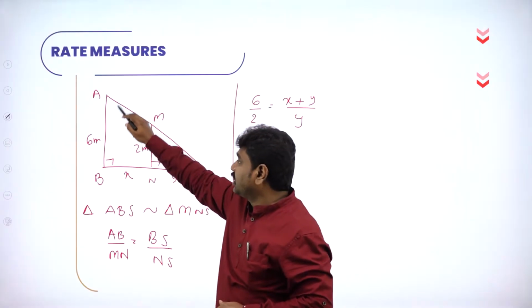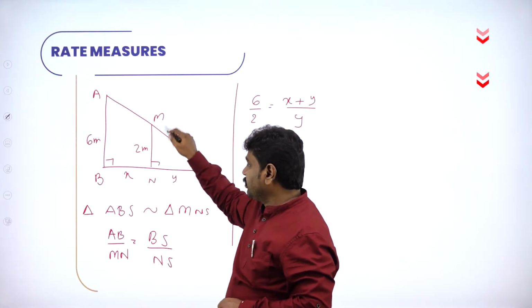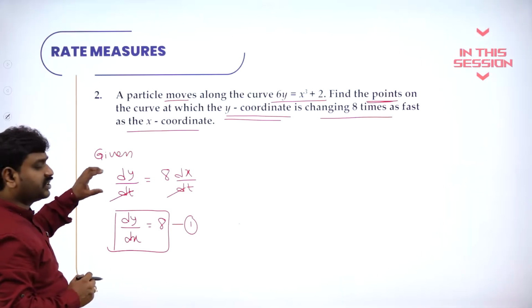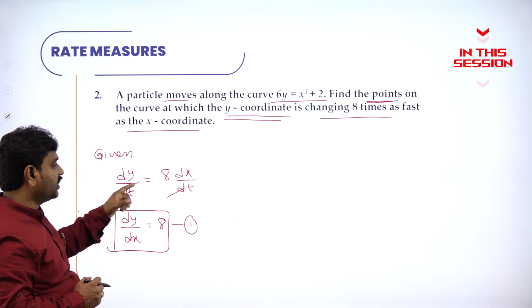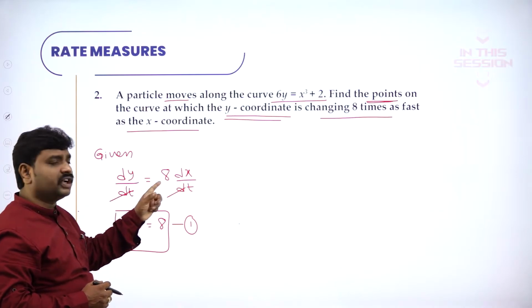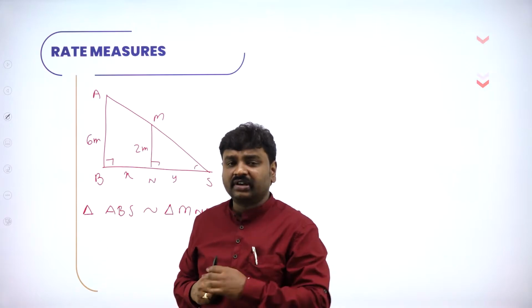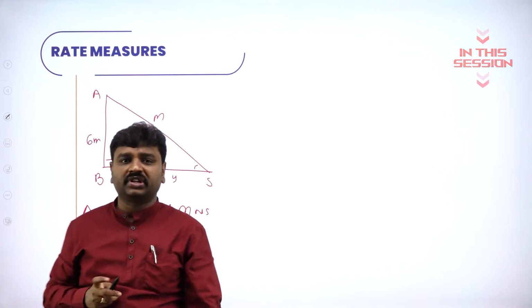Sides are proportional. Vertical by vertical means AB by MN is equal to horizontal by horizontal, or base by base. Y coordinate changes means change in Y coordinate, dy by dt. Or if you know BPT, basic proportionality theorem, if two triangles are similar, their sides are proportional.